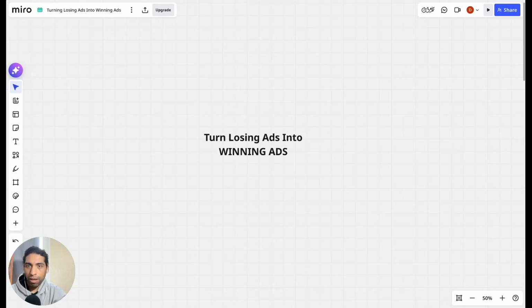I discovered a way to make virtually every Meta ad you make a winner. You don't need to spend thousands on agencies. You don't need to be a creative genius. You don't even need AI. All you need to be able to do is count to the number two.